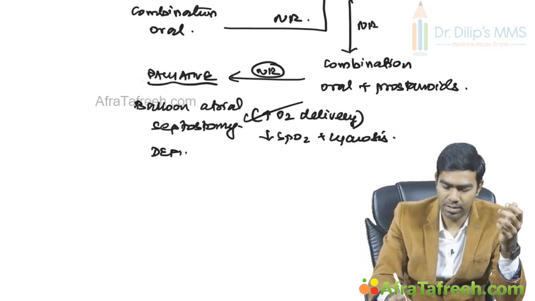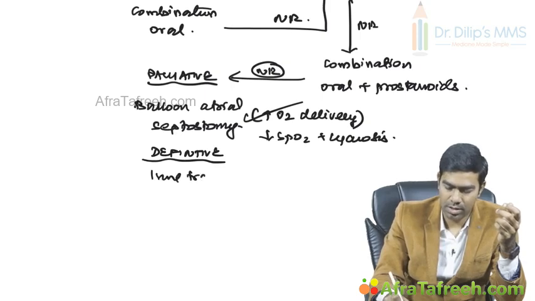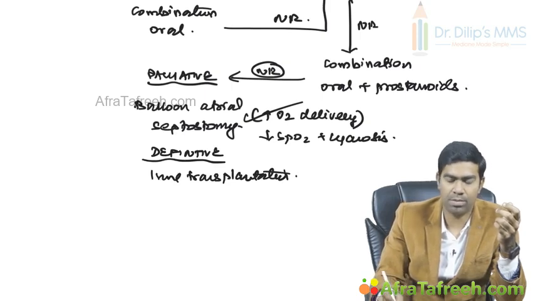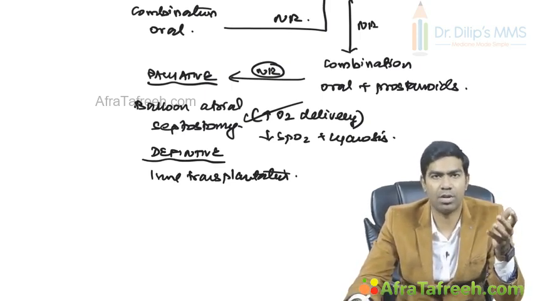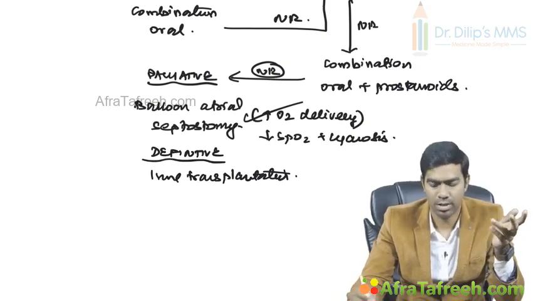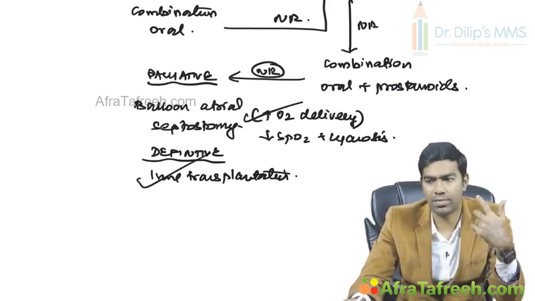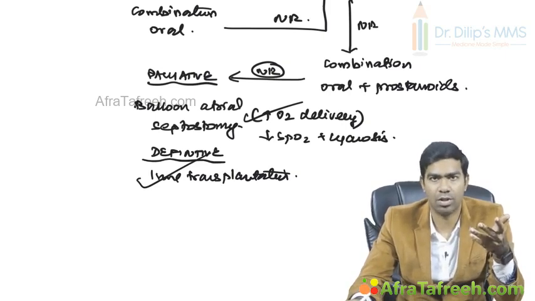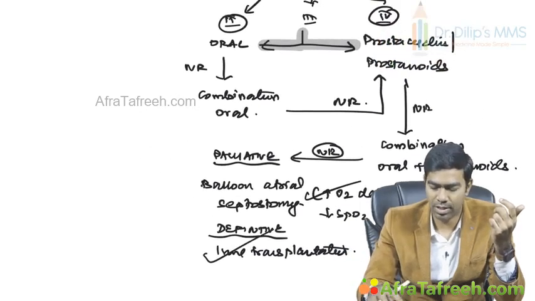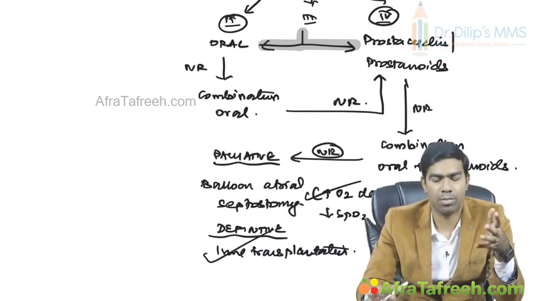But definitive means you have to go for lung transplantation. Depending on the pulmonary artery pressure, suppose you are doing a balloon atrial septostomy and you are getting a typical Eisenmenger physiology, then you have to go for heart-lung transplant. But ideally, in patients who are not having Eisenmenger physiology, you can just do a lung transplant, which is more than enough. So these are some of the algorithmic approaches to treatment.